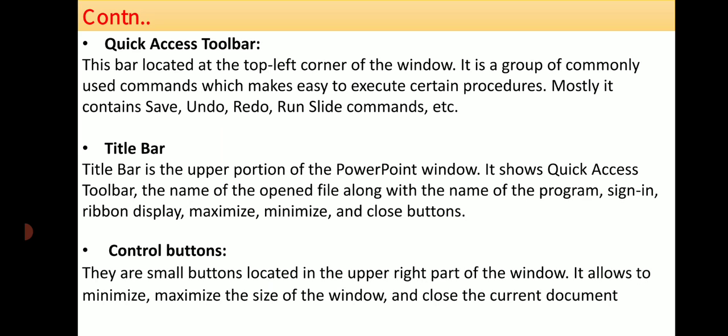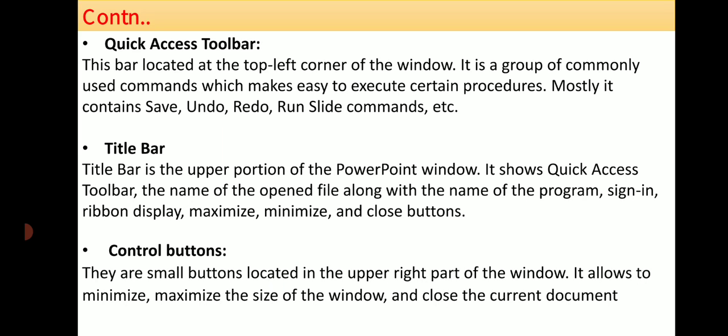Next, title bar. The name itself tells, it will tell the title of that PowerPoint presentation. It will be at the upper portion of your PowerPoint window. It shows the quick access toolbar at the left corner of the top of the screen, and the name of the opened file along with the name of the program. So the name of the file along with the name of the program will be there. A sign in, ribbon display, and the maximize, minimize, and close buttons at the right of the screen will be there at the top.